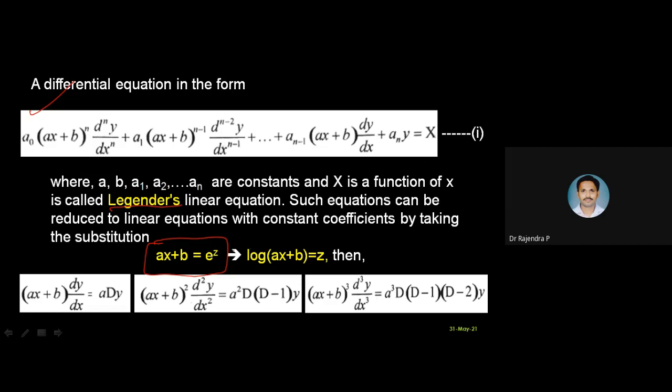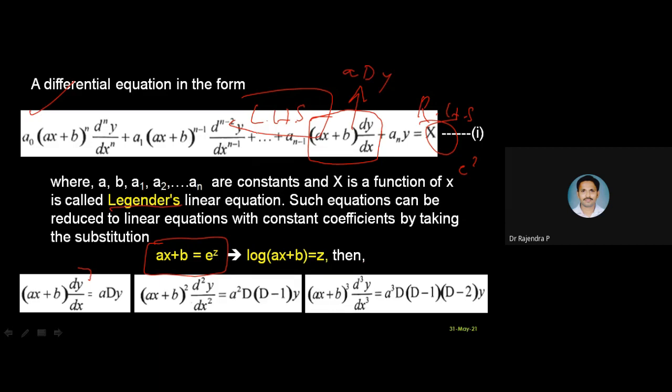If you want to substitute this directly, don't substitute on the left hand side. Keep in mind, it is very, very important. Only substitute on the right hand side, only in place of x. Suppose you have ax plus b, then I can substitute e power z. To substitute in the left hand side, we should not consider only ax plus b. You have to consider the whole term. So ax plus b into the first order derivative dy by dx, in the entire term I can substitute a into D y.